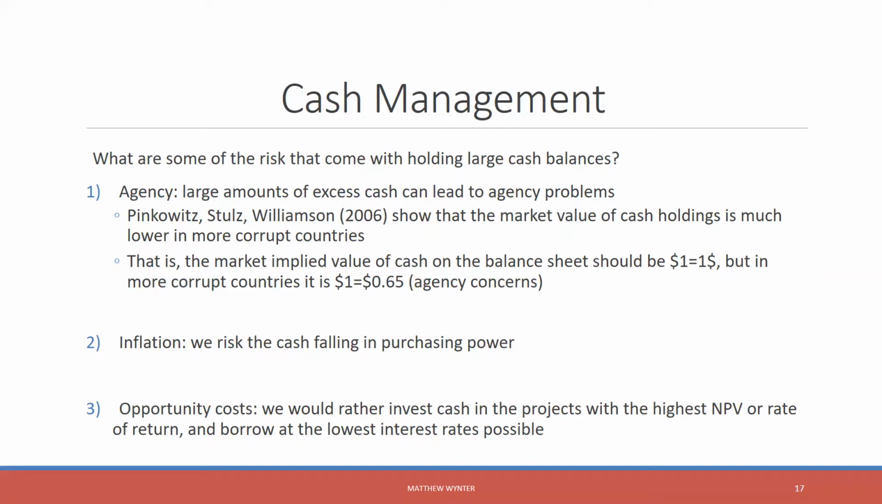What they observe is that in more corrupt countries, the market implied value of cash on the balance sheet takes a 30 to 40% cut. So the market is treating $1 on the balance sheet like it's only worth 65 cents. And of course, that's going to be because of agency concerns. If I'm worried that all of that excess cash is going to be wasted or used for negative NPV projects, or that I'm never going to get those cash flows as an investor, I'm going to discount them. I'm going to put a much higher discount factor or a much lower expected value on them.